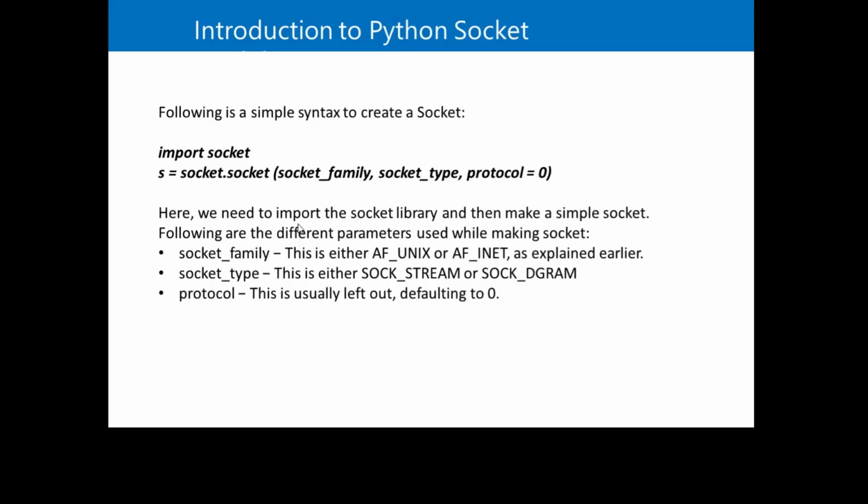You need to import the socket module. And let me explain the socket_family. So the socket_family can be AF_UNIX or AF_INET. And the socket type can either be SOCK_STREAM or SOCK_DGRAM. So the protocol parameter can be left out. So that can be optional.